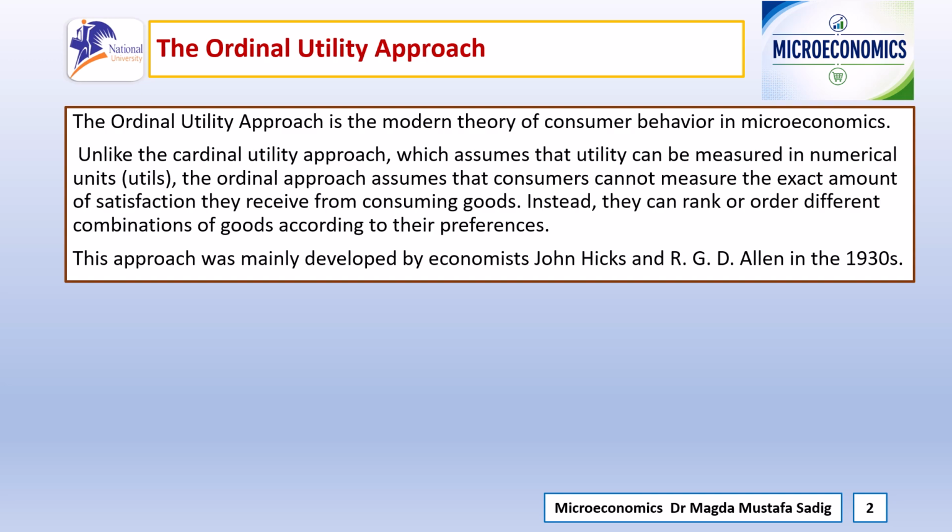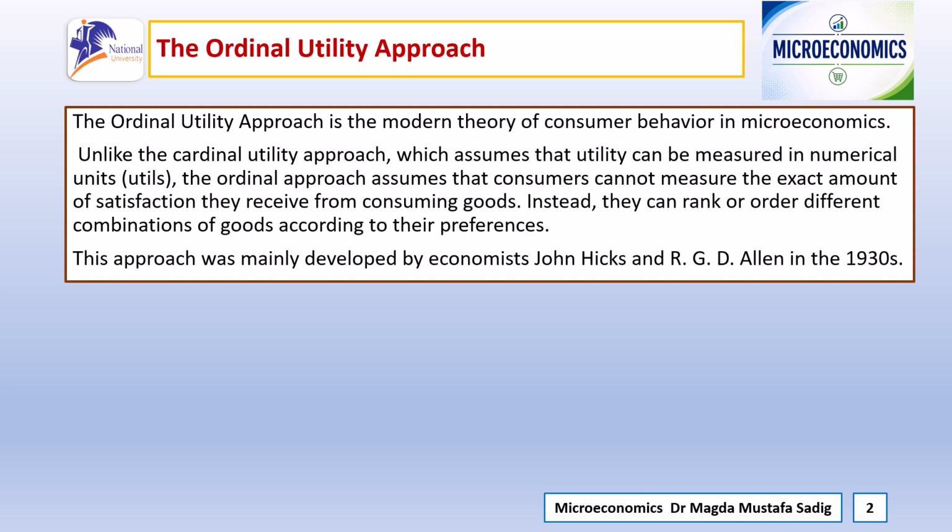Now let me define ordinal utility more formally. Ordinal utility means that consumers are able to arrange or rank different combinations of goods according to their preferences. Notice something very important. Consumers do not measure satisfaction. They simply compare alternatives. Let me use an example.